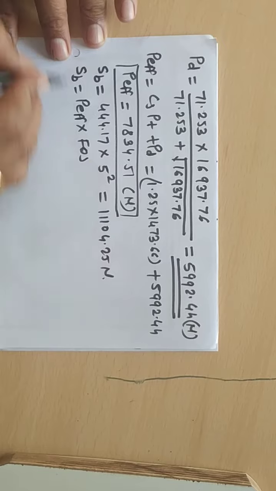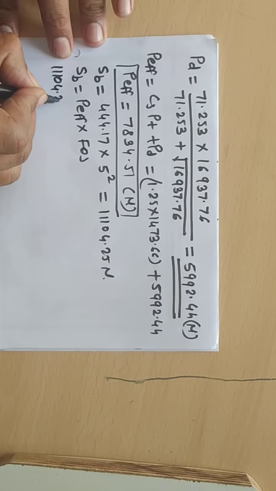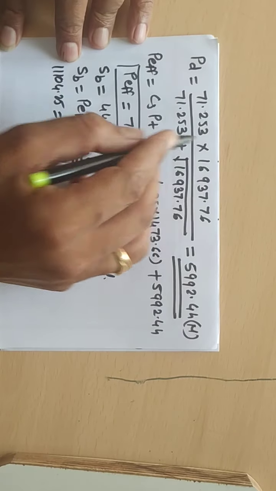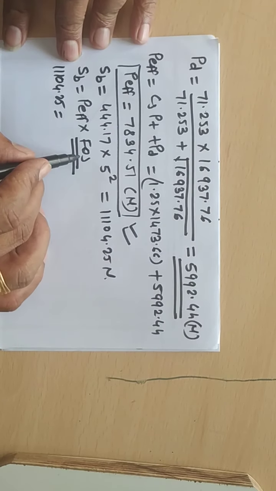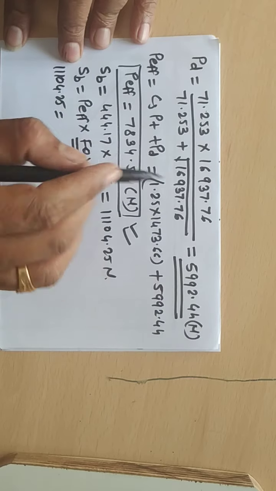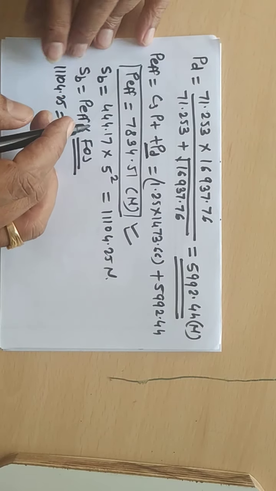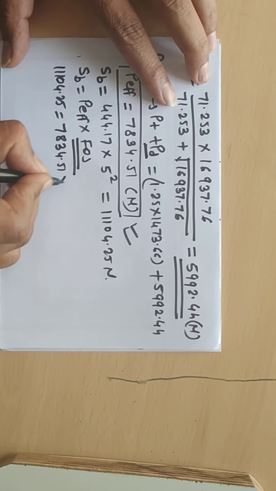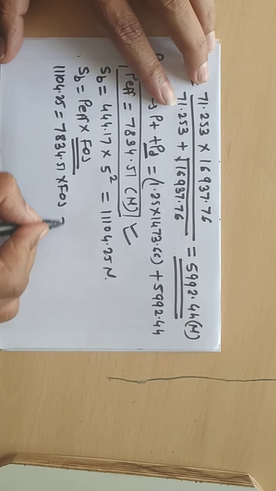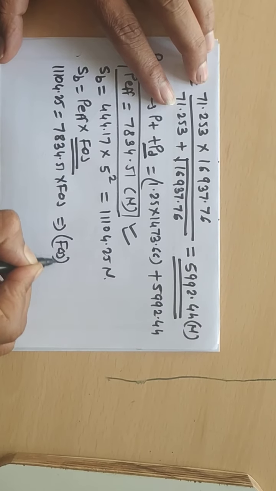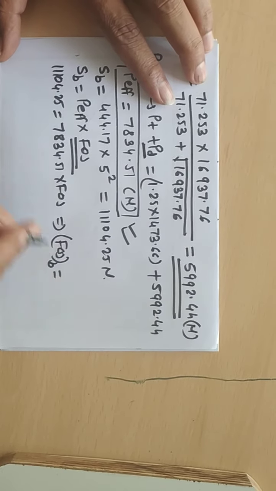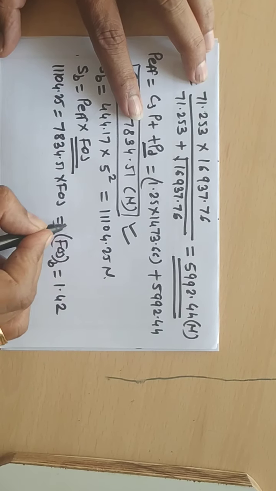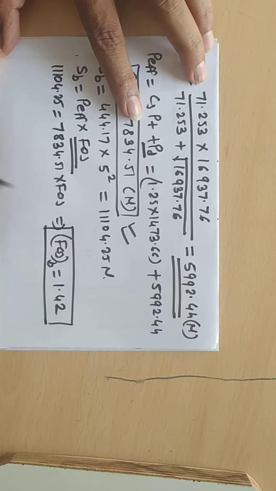Now SB is 11104.25 is equal to, for correct factor of safety, you have to consider P effective by using the dynamic load. For correct factor of safety, you have to consider effective load by using the dynamic load. This value is 7834.51 into factor of safety. From this you can find out value of factor of safety for bending. This is the correct factor of safety for bending because SB is considered. This is nothing but the 1.42. This is the correct factor of safety for beam strength.